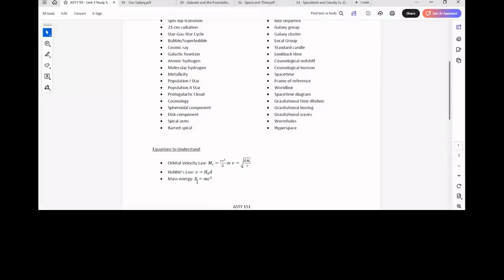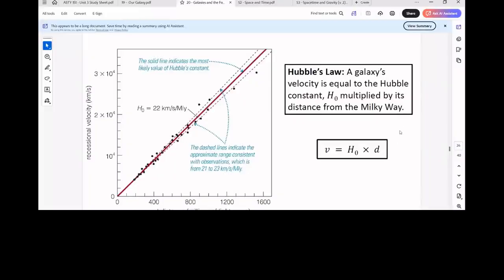Hubble's law is described here in equation form, where this velocity is equal to H0, which is the Hubble constant, times d, which is distance. This slide is from the Galaxies and the Foundations of Cosmology notes, and it shows a Hubble plot that has recessional velocity on the y-axis and then distance in millions of light years on the x-axis.